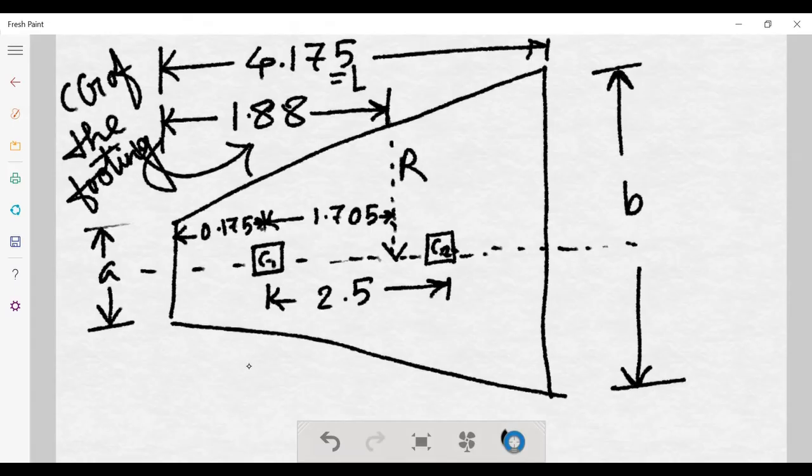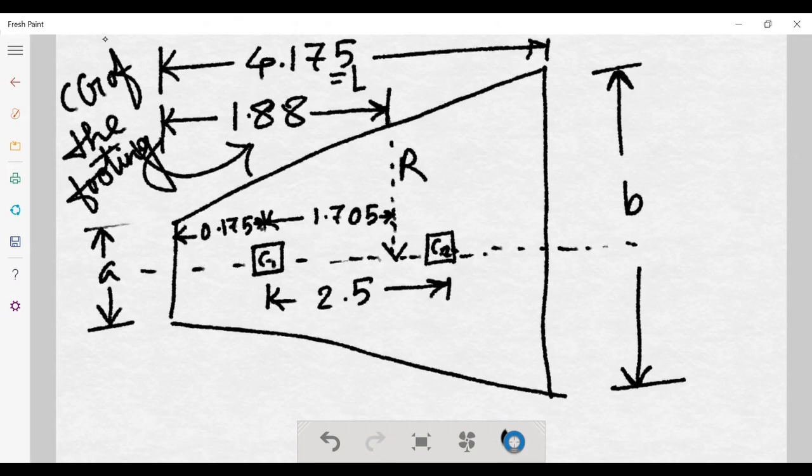The resultant must always fall through the CG of the footing. That's why, when it was a rectangular footing, we took the resultant at the midpoint of the footing, because it is rectangular. But here it is trapezoidal, so we don't know exactly where the resultant is falling. So we'll now adopt a few formulas.